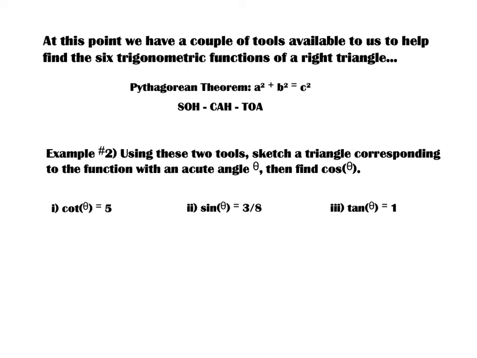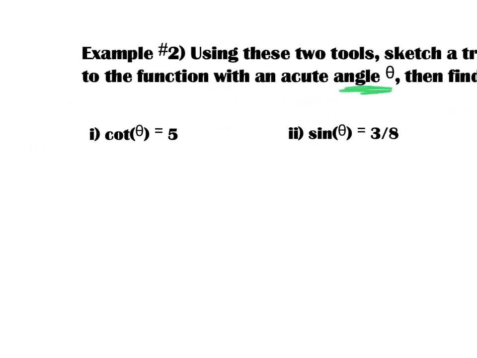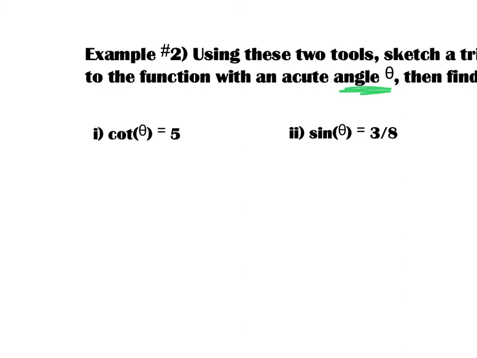Now in example 2, let's use these 2 tools and sketch a triangle corresponding to the function with an acute angle theta, which means if this is an acute angle, that means we're going to be in quadrant 1 at all times for these examples. Then what we're going to do is find the cosine of theta. So let's sketch each of the following and put it in the appropriate quadrant, and then we will find cosine. So the cotangent of theta equals 5. That tells me that the tangent of theta equals 1/5.